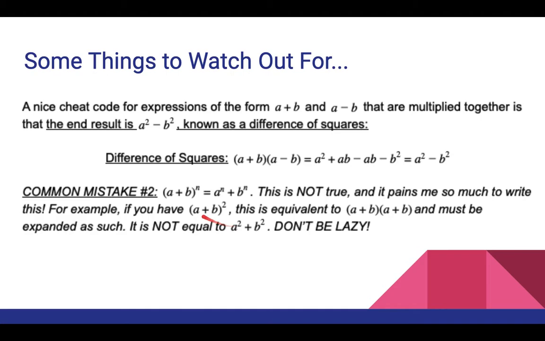All right? So for example, if you have a plus b squared, this is equivalent to a plus b times a plus b. It must be expanded as such. It is not equal to a squared plus b squared. Do not be lazy and do not ever try and take the shortcut because it will always give you the incorrect answer. And yes, again, my voice is very stern for this part because it is such a common math mistake seen.